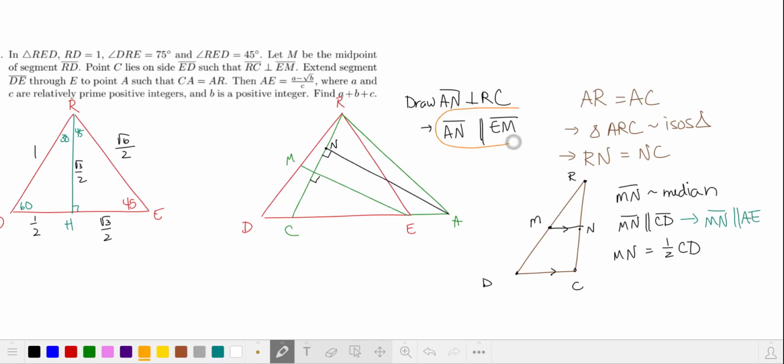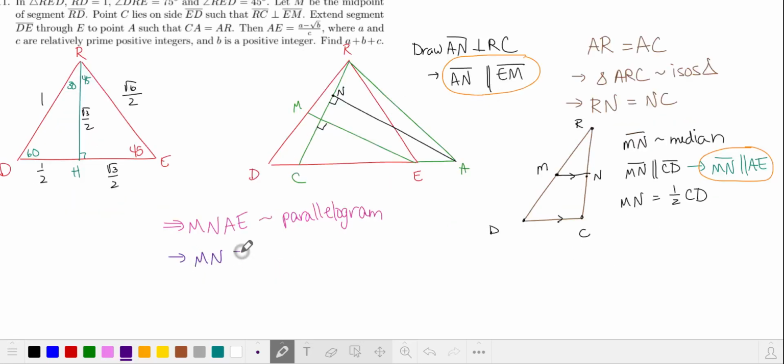With AN parallel to EM and MN parallel to AE, we have the quadrilateral MNAE is a parallelogram. This means MN is the same length as AE, so AE is also 1/2 of CD. So now we're going to try to find the length of CD.